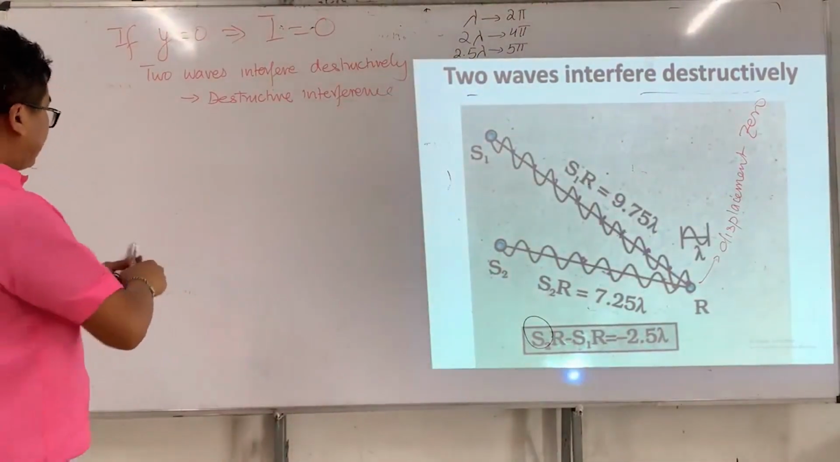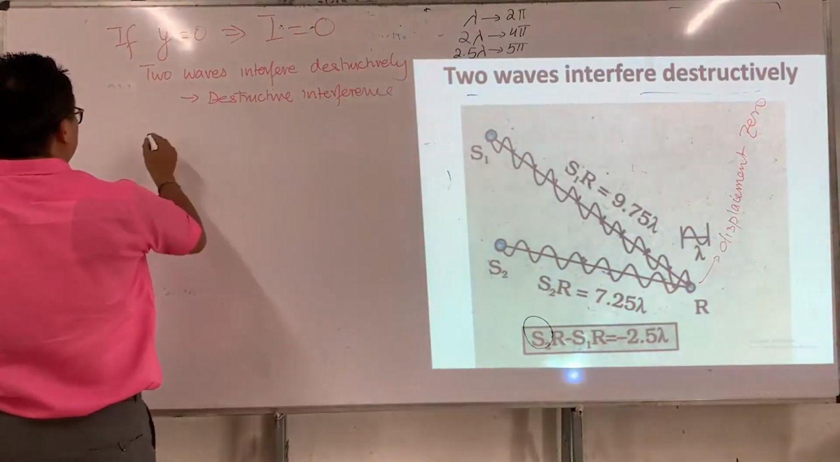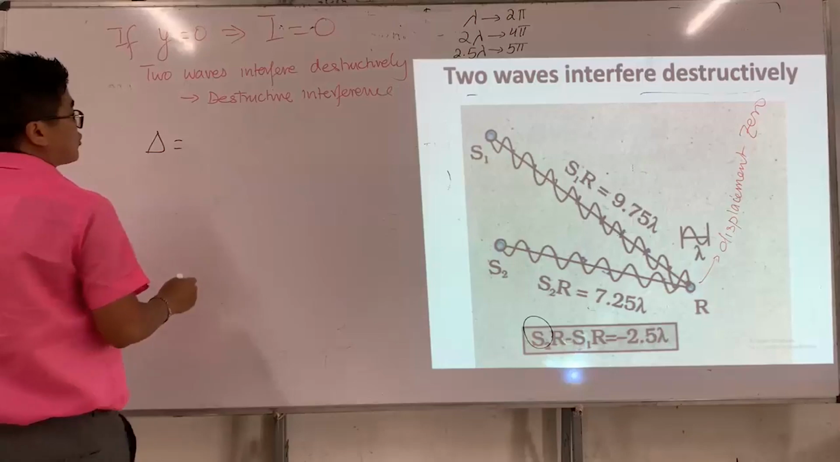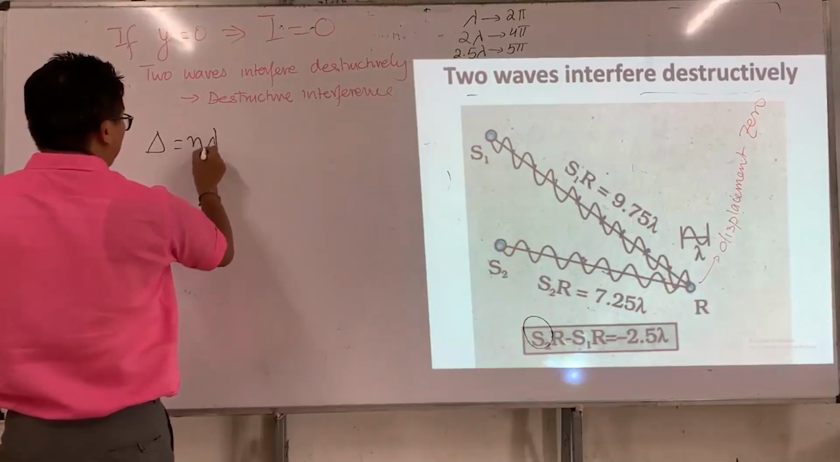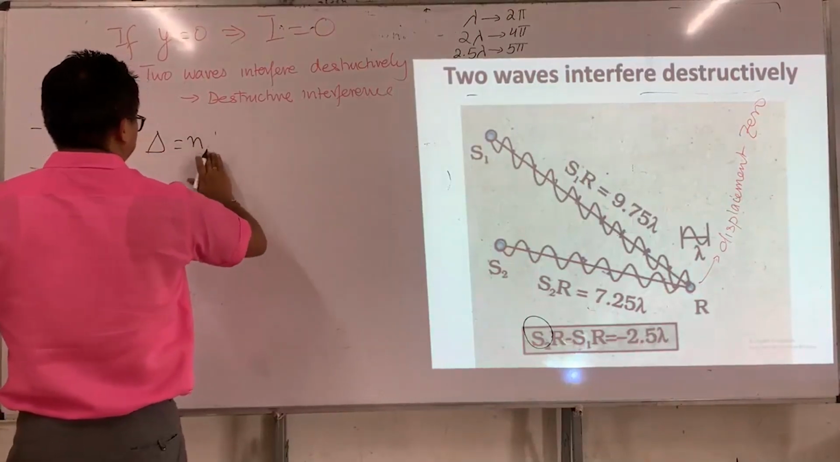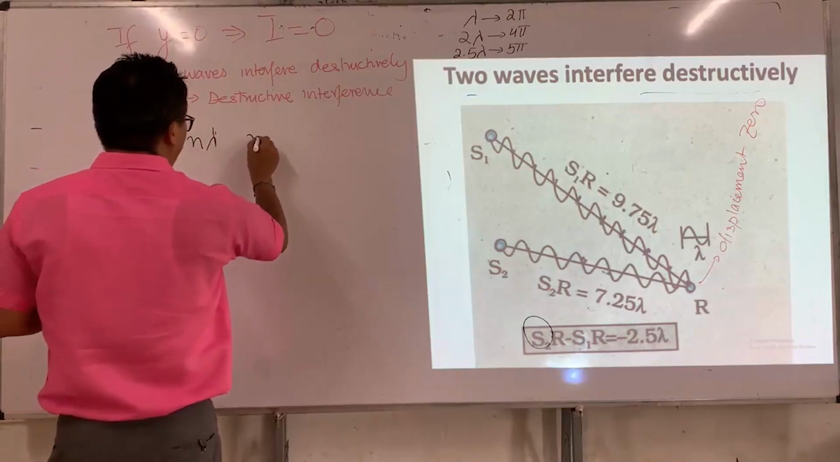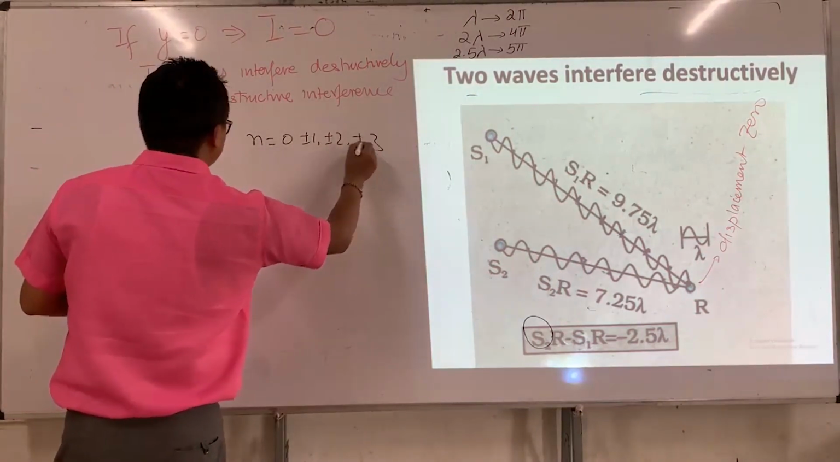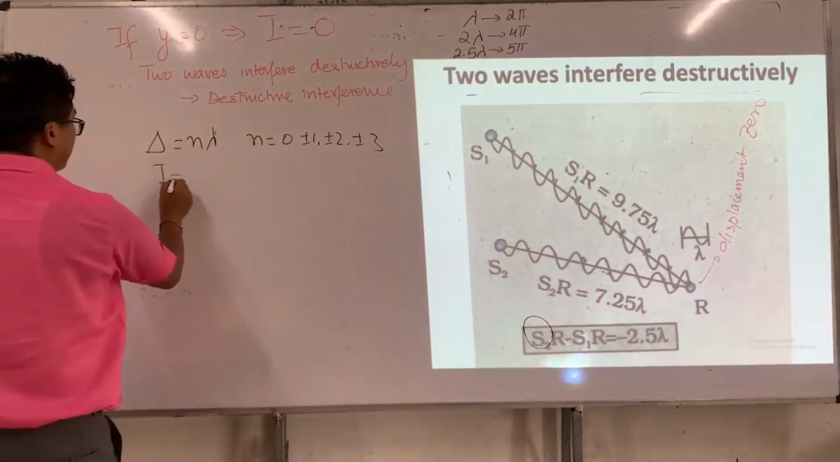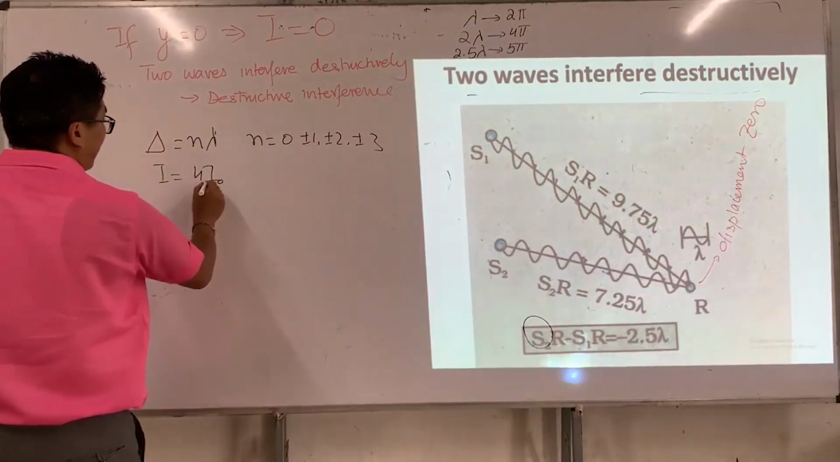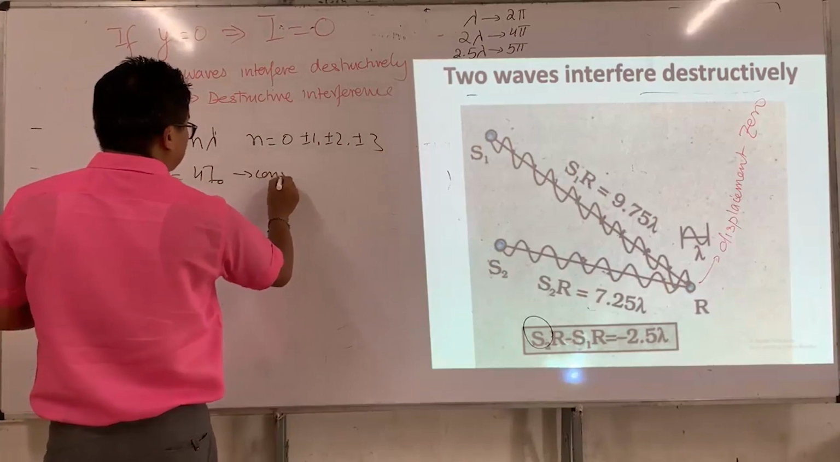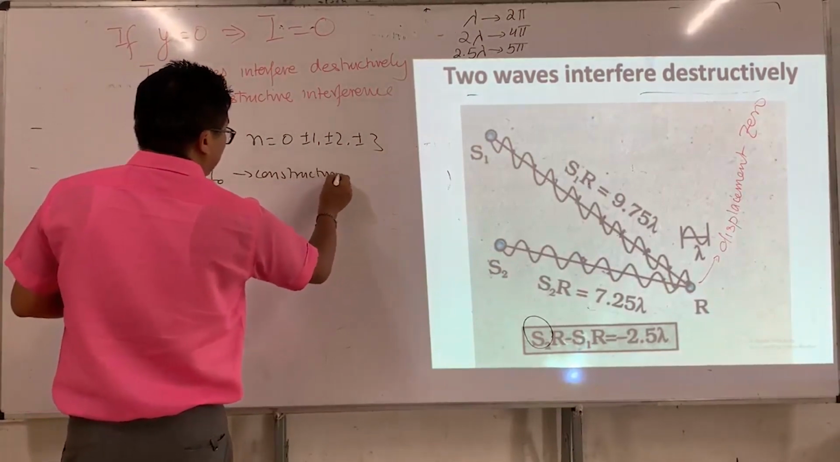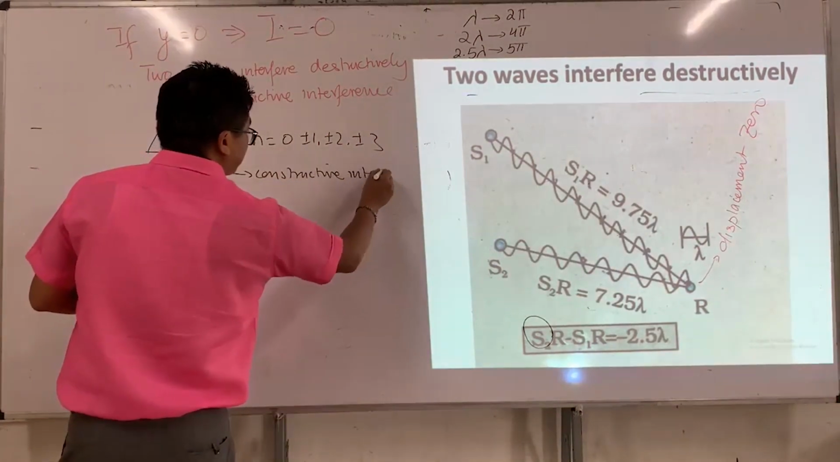So just to summarize, if the path difference is equal to n lambda, where n is equal to 0, plus minus 1, plus minus 2, plus minus 3, and so on, then the intensity is 4 times I naught, and this is what we call constructive interference.